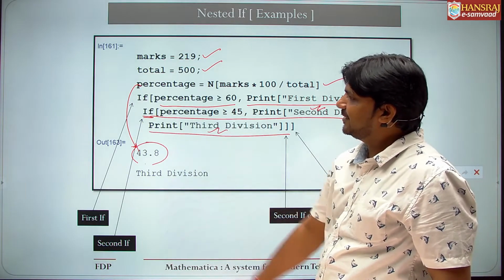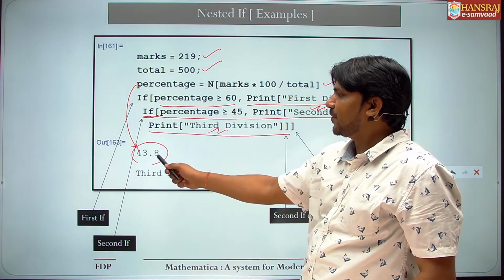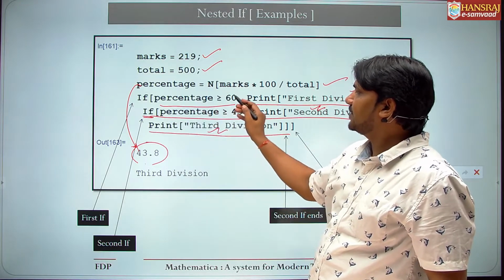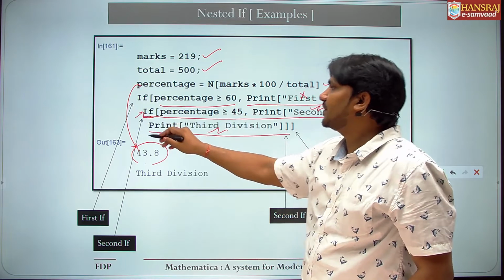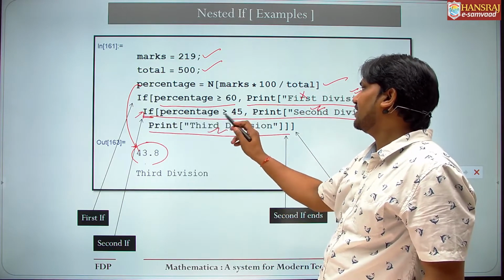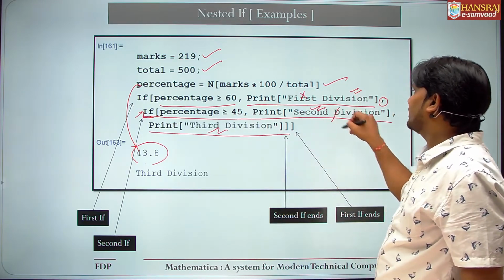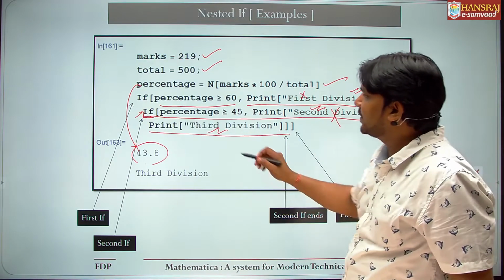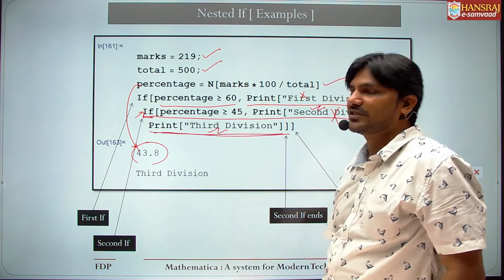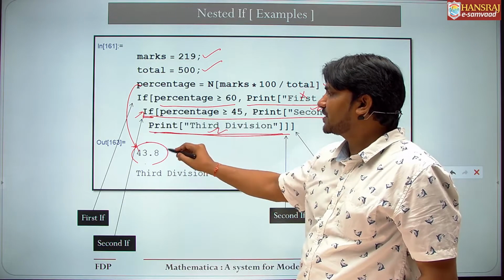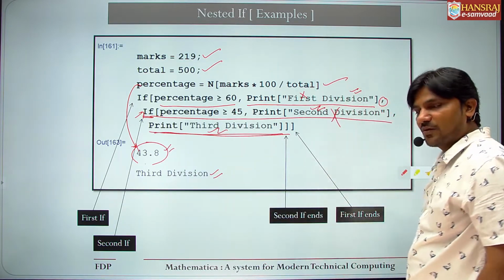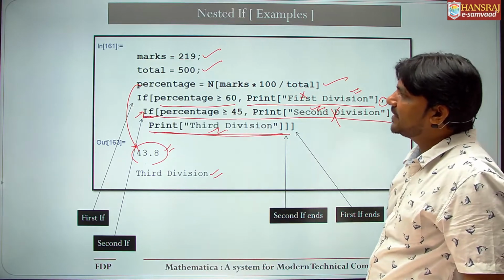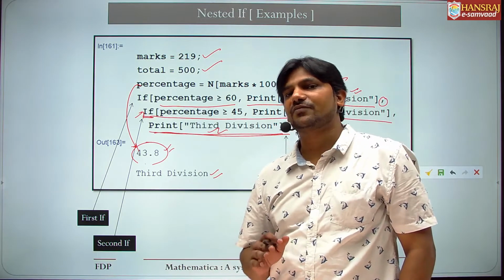So we can check here, the percentage is 43.8 and it will check first here, no it is not, so first division will not be there, so it will go to this statement. Then again it will check if it is greater than or equal to 45, no, so that means second division will not be there, so it will go to the last statement which is the false for this percentage, and the answer is third division. I hope you can understand easily how a nested if works.